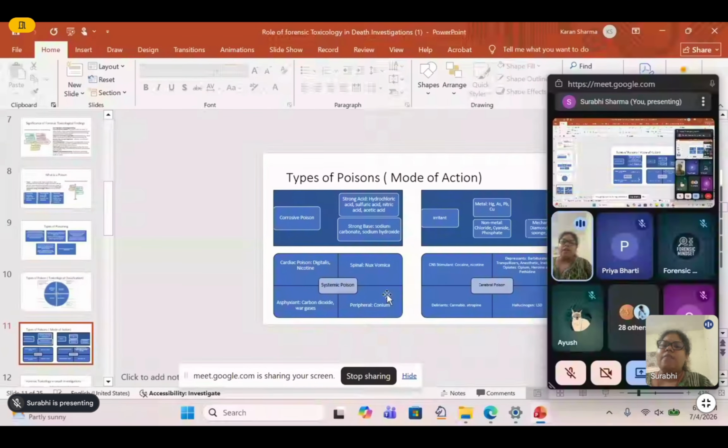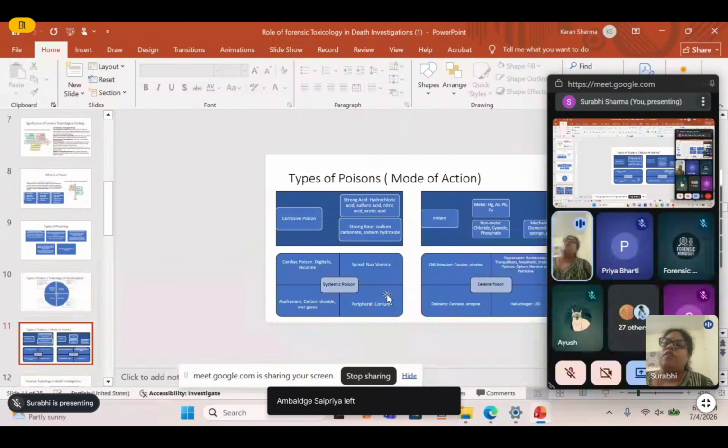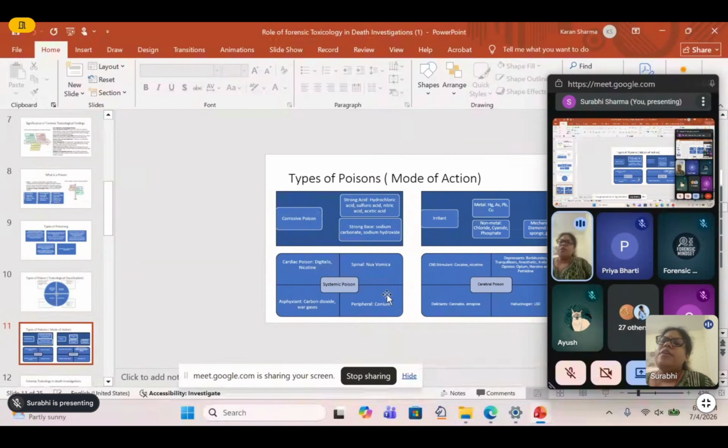Then we have war gases. Then we have peripheral, in which we have conium. Then we have cerebral poison. In cerebral poison, we study the poisons depending upon their effects on our central nervous system. So first one is stimulant. Stimulant is a type of drug which kind of awakens us, like cocaine, nicotine, and very common that we use in our day-to-day life is caffeine.